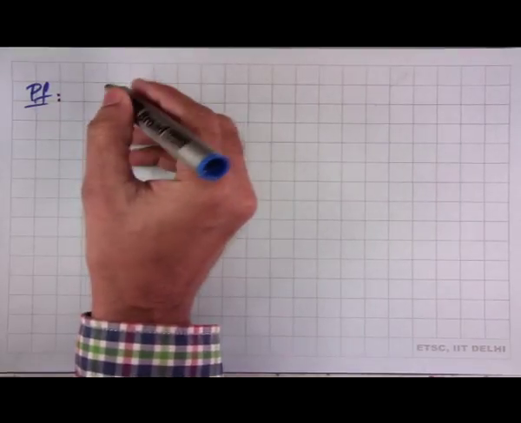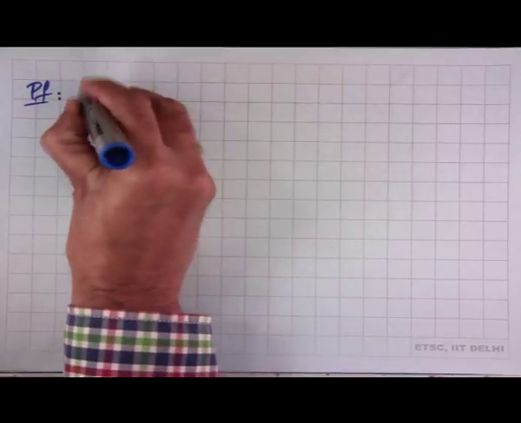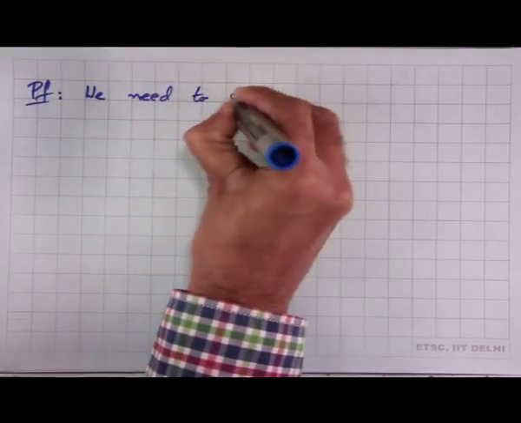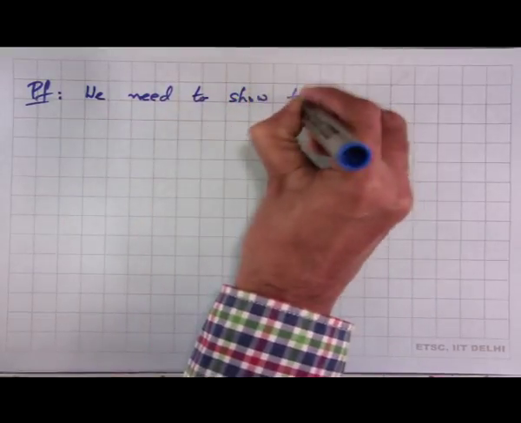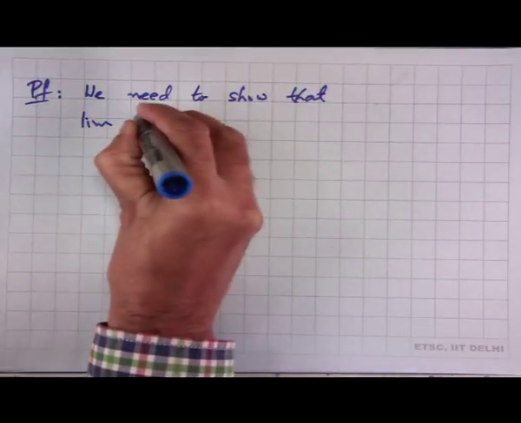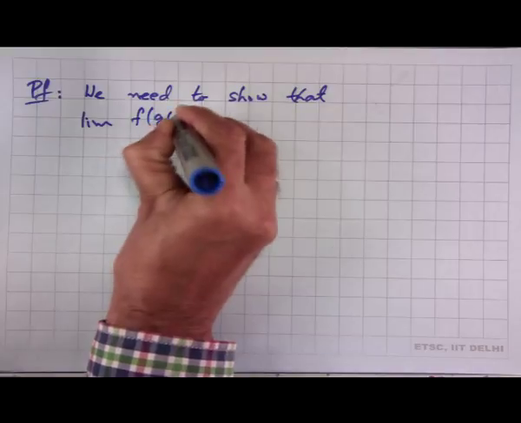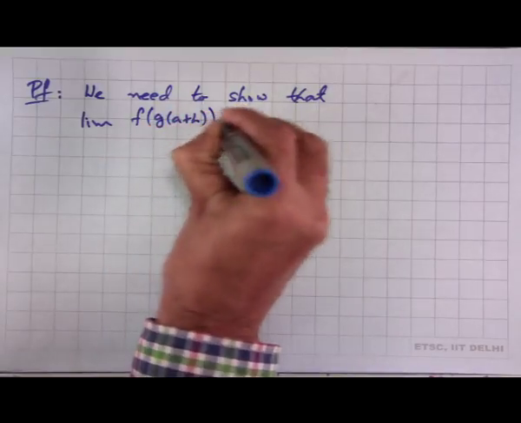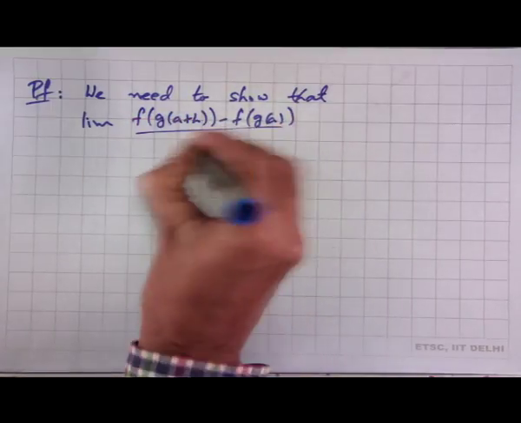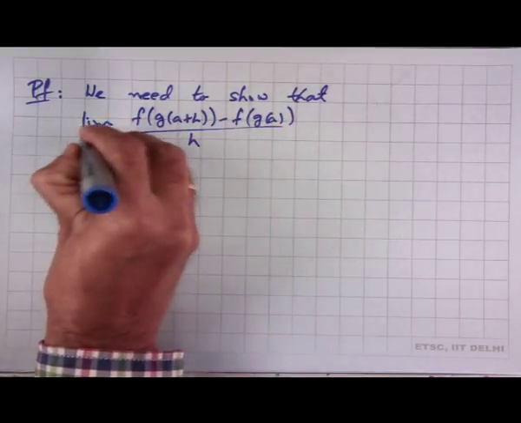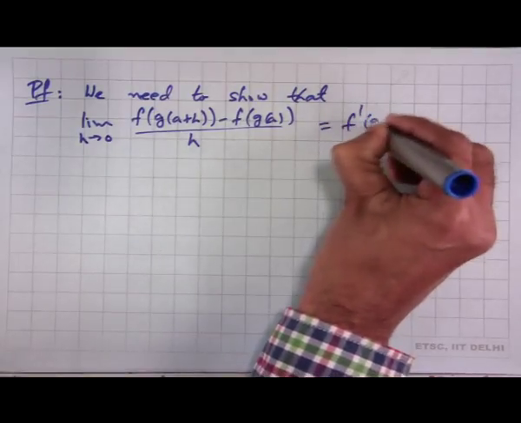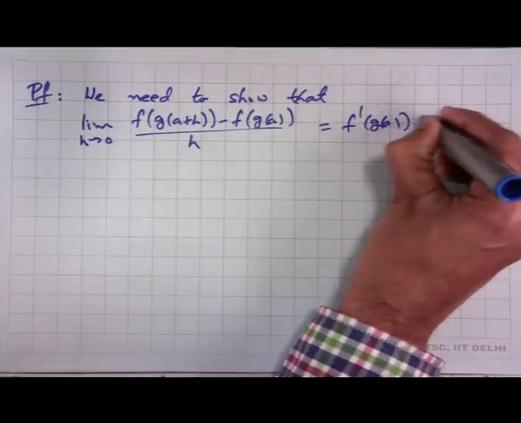So, we need to show that the limit of [f(g(a+h)) - f(g(a))]/h is equal to f prime of g(a) times g prime of a.